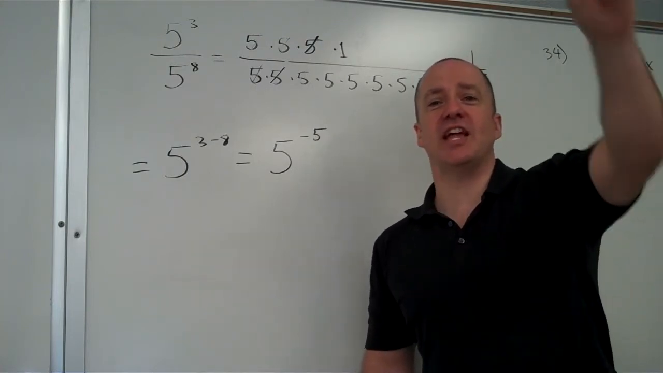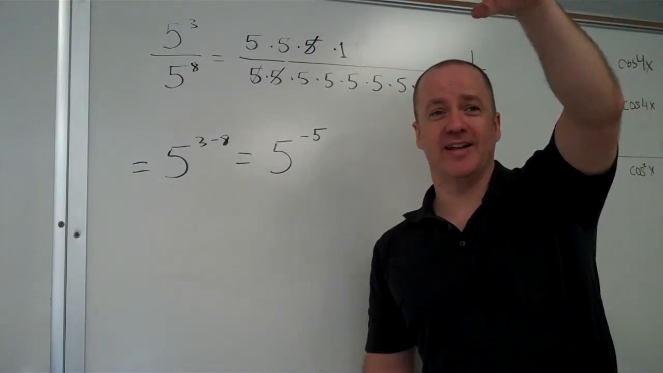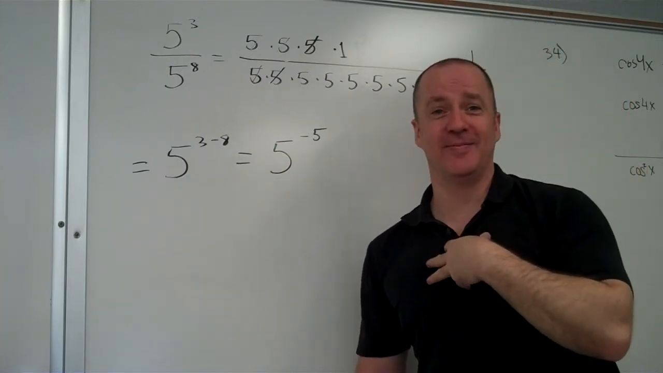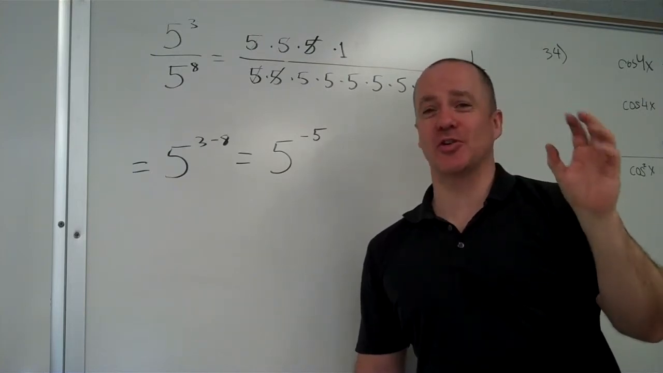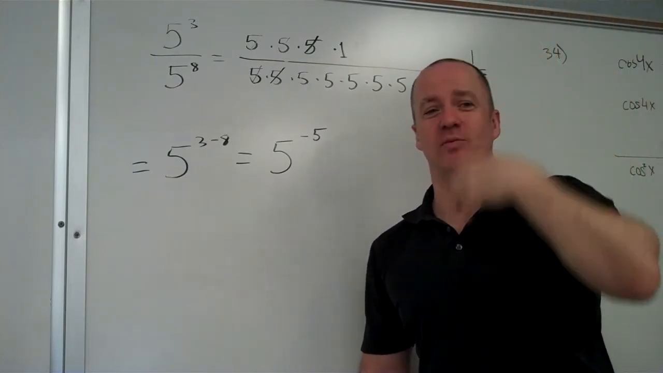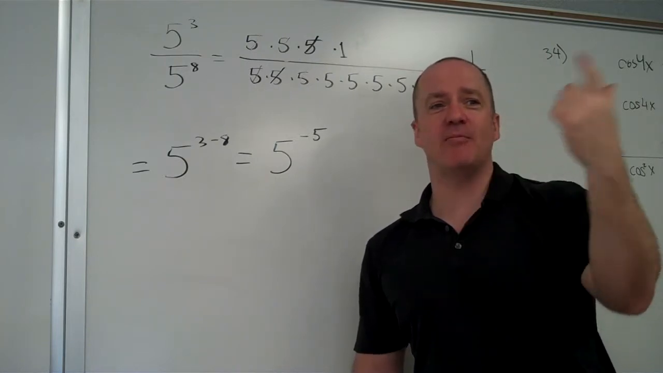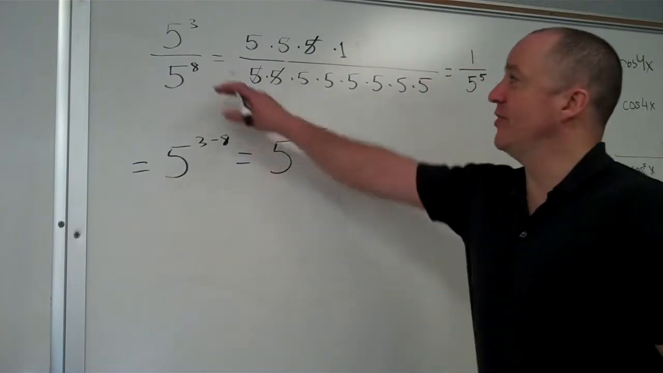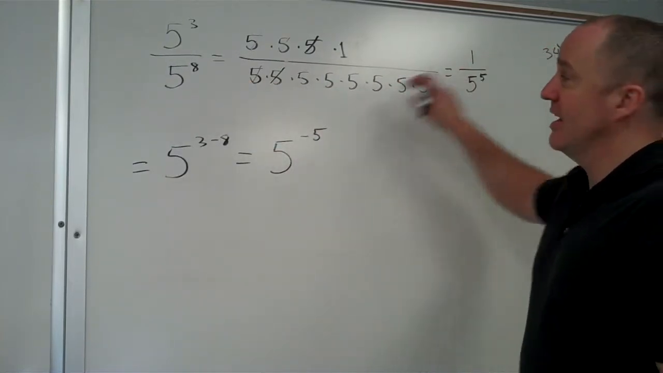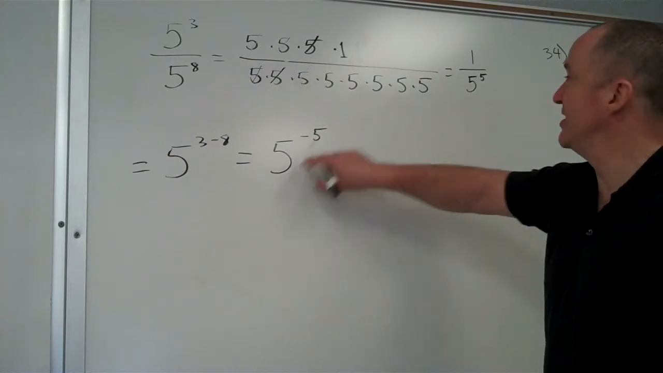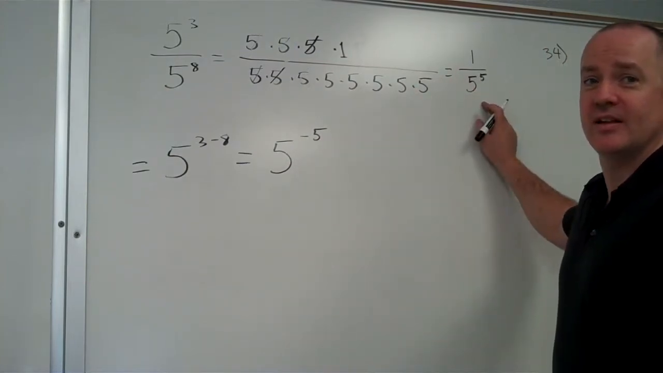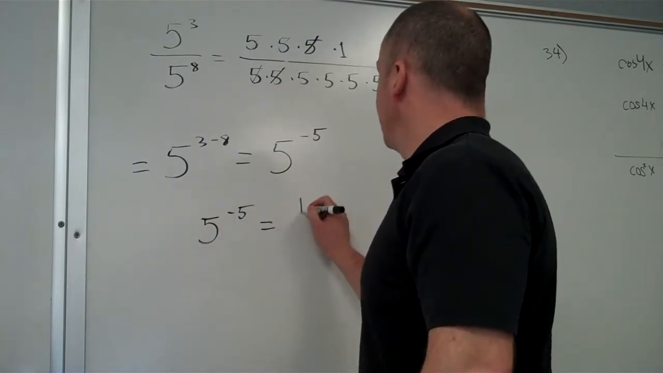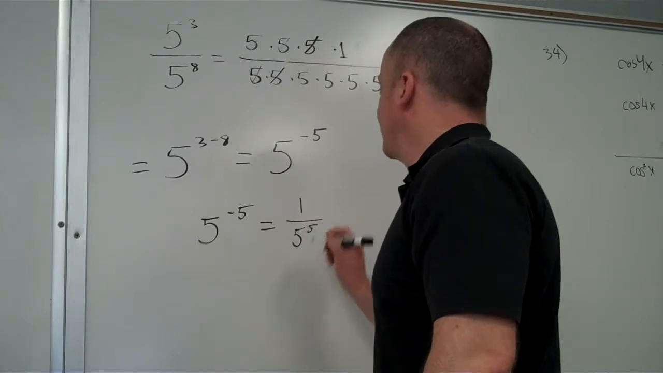If Brandon is the same height as Jordan, and Jordan is the same height as me, if those statements were all true, what would you have to say about me and Brandon? We'd have to be the same height too, right? Okay? So if this is equal to this, and this is equal to this, tell me something about these two. They have to be equal as well. 5 to the negative 5th must be the same thing as 1 over 5 to the 5th.